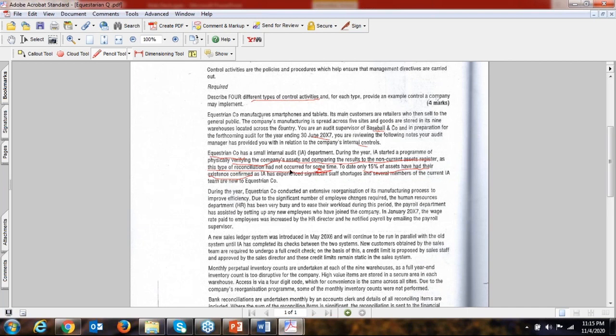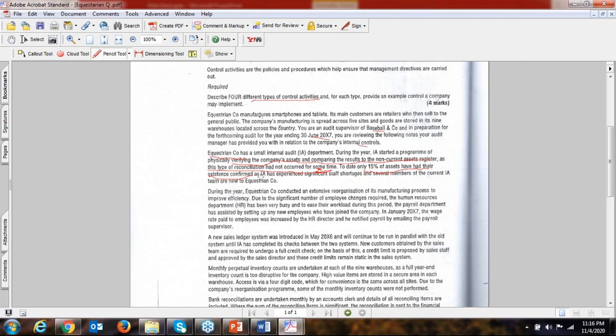This is the first deficiency in the system. And what is the deficiency? Just copy paste that internal audit started a program of physically verifying the company's assets and comparing the results to the non-current asset register, as this type of reconciliation had not occurred for some time. To date, only 15% of assets have had their existence confirmed. So only 15% of the assets have been confirmed to exist, and the remaining 85% have not. So this is the deficiency.